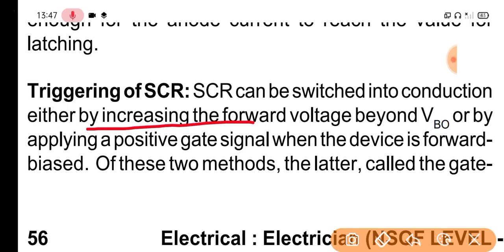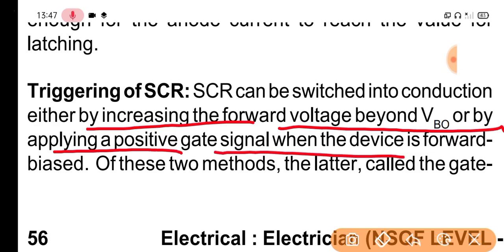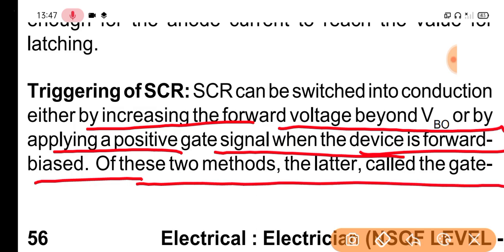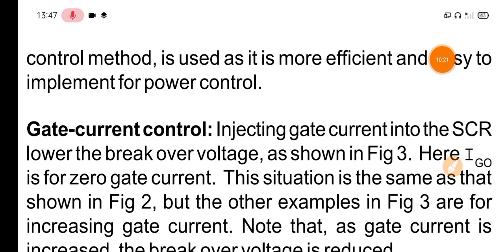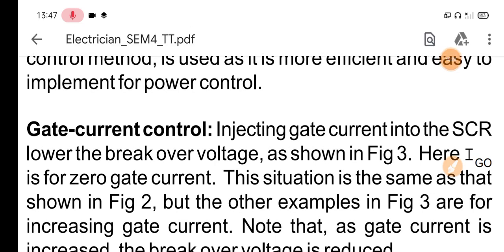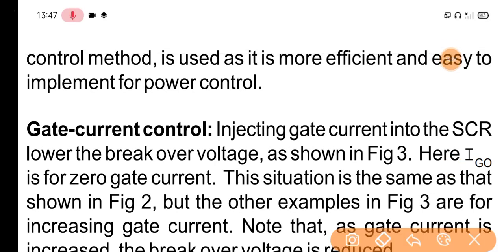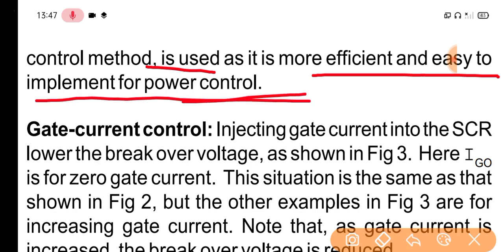The SCR can be switched into conduction either by increasing the forward voltage beyond VBO or by applying a positive gate signal when the device is forward biased. Of these two methods, the latter, called the gate control method, is used as it is more efficient and easy to implement for power control.